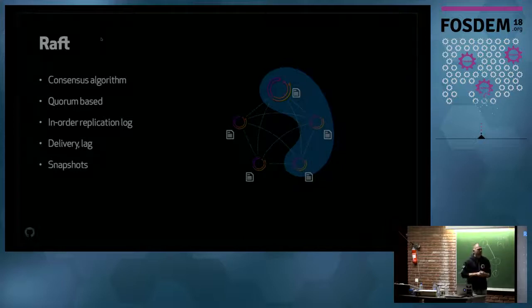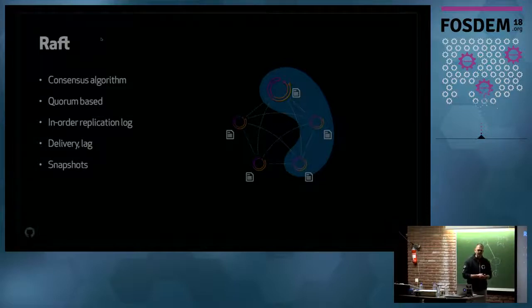And Raft is quorum-based. The leader is guaranteed to see a quorum, or the majority, of the servers. So if you have three servers, the leader must be in a group of at least two. If we have five servers, the leader is part of a group of at least three, etc.